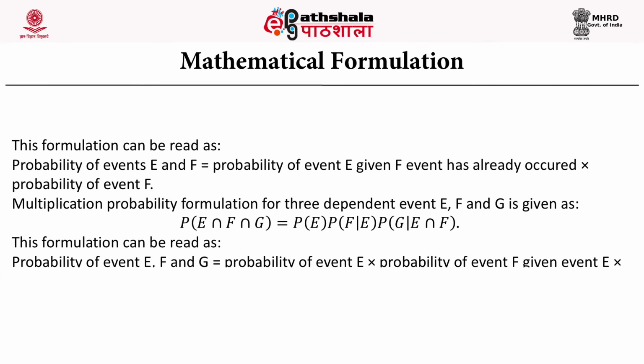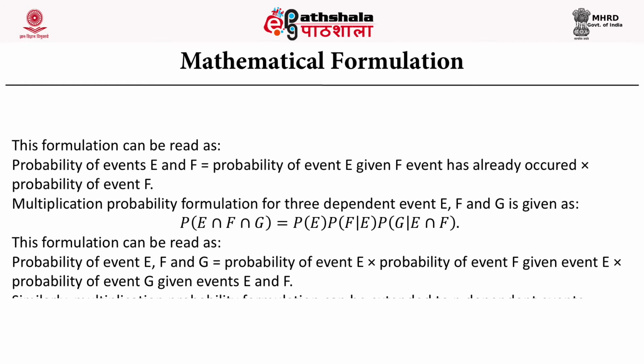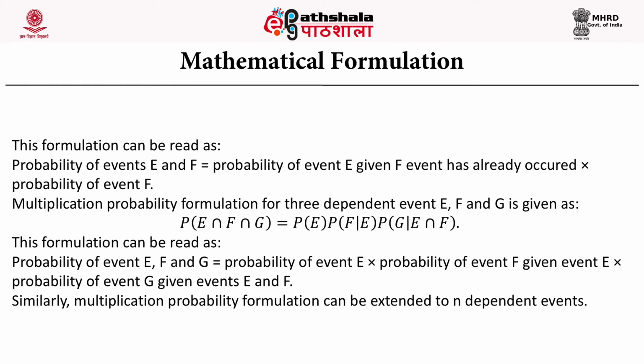The multiplication probability formulation for three dependent events E, F and G is given by probability of E intersection F intersection G, which is equal to probability of E times probability of F given E times probability of G given E intersection F. This can be read as probability of events E, F and G is equal to probability of event E, times probability of event F given event E, times probability of event G given events E and F.